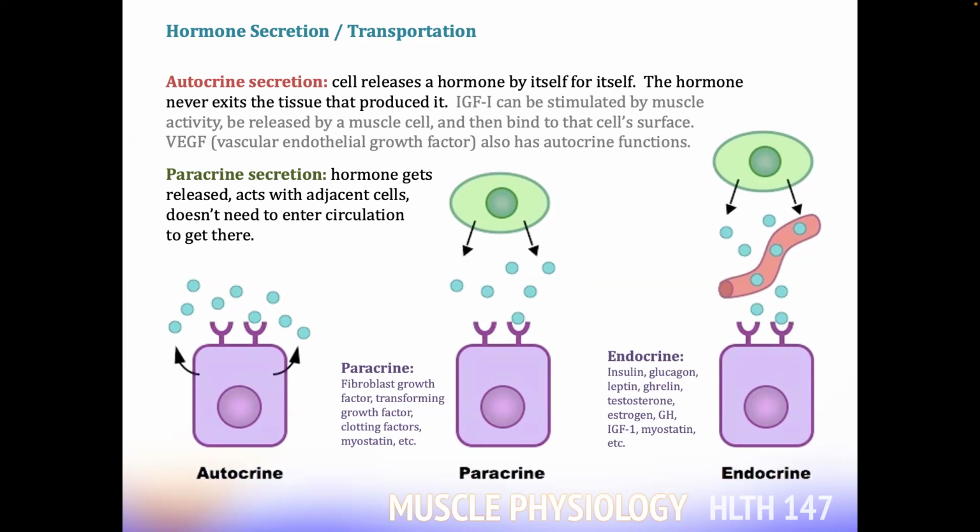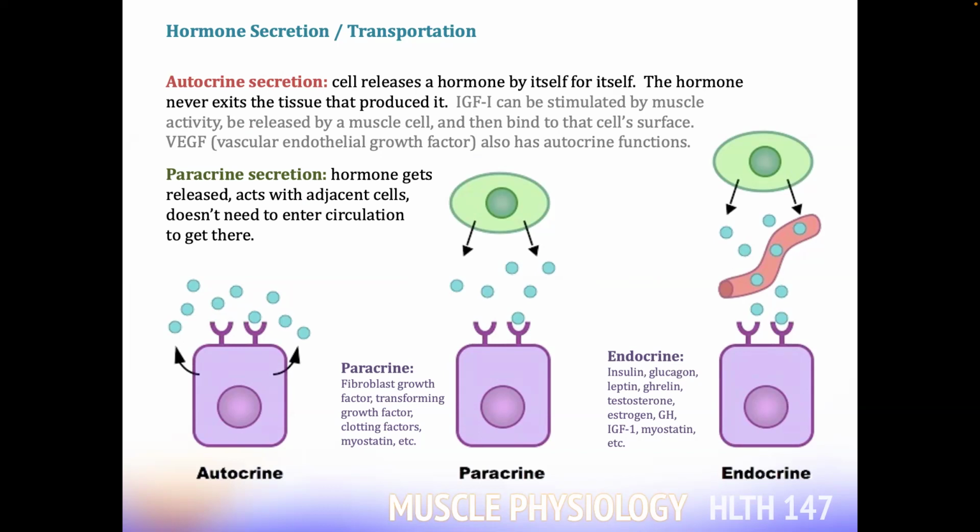Some IGF, insulin-like growth factor, it's usually called mechano growth factor, MGF, is released in this way. It's released by a working muscle cell, a skeletal muscle cell that is exercising, and it releases it, and then it binds to itself. So that would be autocrine signaling. Some interleukins, we'll talk about that soon, also have autocrine effects.